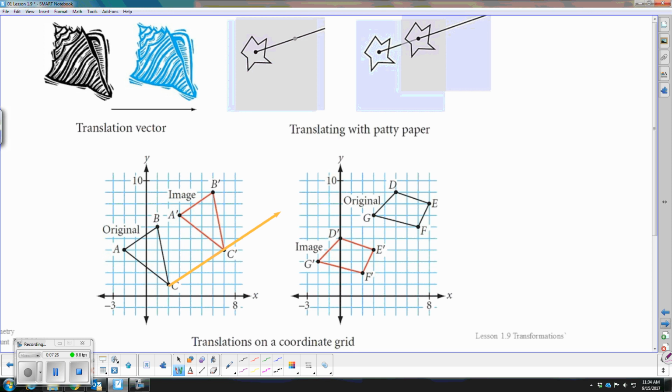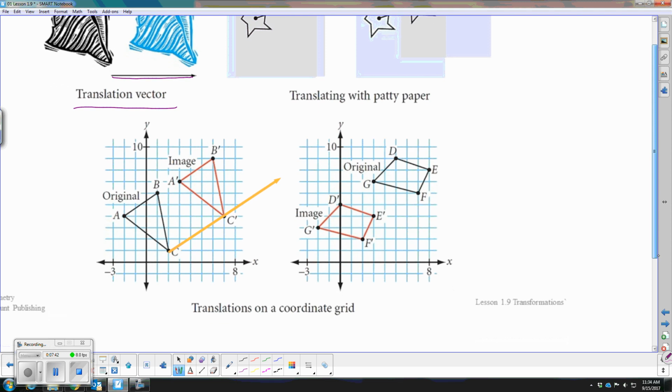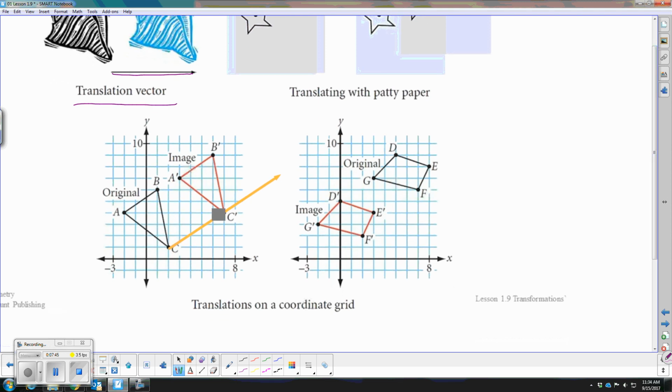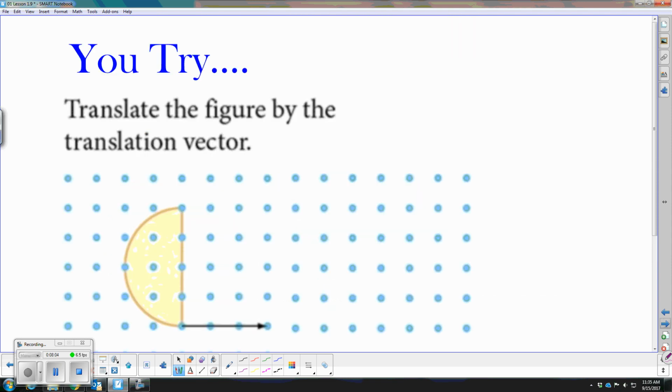So another couple examples, the seashell. Here's your translation vector. It's telling you to translate the seashell in this direction, and you're not turning it or anything, you're just shifting it. We'll do an example in class with patty paper, or wax paper, or folding paper. And then you can see translations on a coordinate grid. So here's your translation vector. It tells you which direction this translation is going, and you can see that they're all just shifted. They're not turned or shrunk or stretched or anything, they're just shifted.